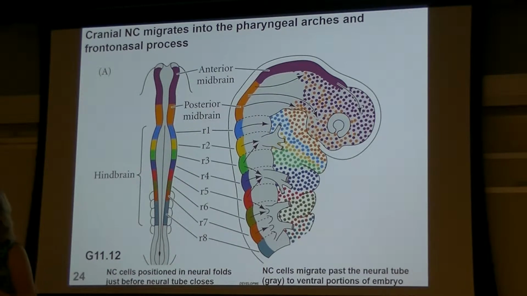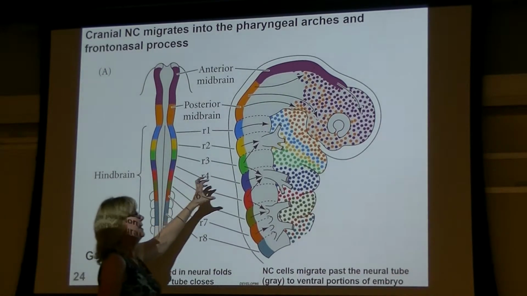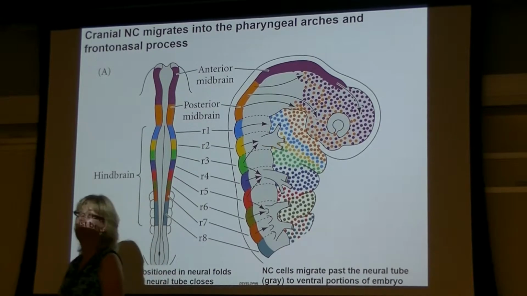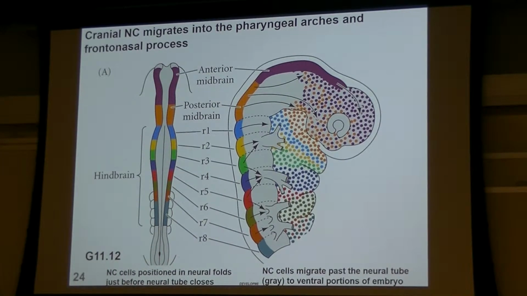And then all of these little colored dots are neural crest cells. So they're arising dorsal to the neural tube all along the anterior posterior axis. And then as time goes by, they leave that and they go down and colonize just everywhere around the head up here, into the facial structures, the neck structures, all of these cells up in the cranial region.